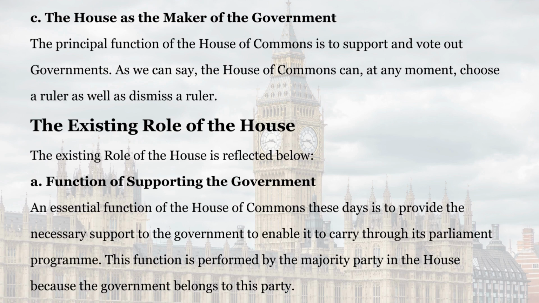The existing role of the House is reflected below. A. Function of supporting the government. An essential function of the House of Commons these days is to provide the necessary support to the government to enable it to carry through its parliamentary programme. This function is performed by the majority party in the House because the government belongs to this party.